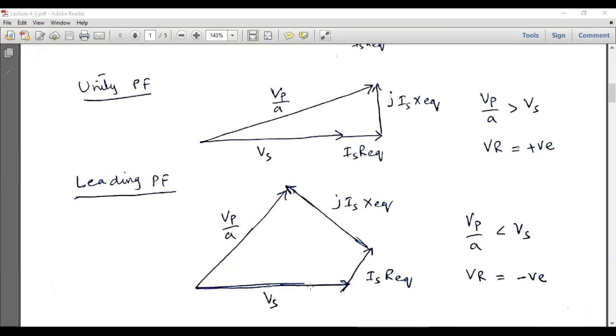So secondary current will be leading the secondary voltage, and ISR equivalent will also be in phase with IS, and JISX equivalent will be at 90 degrees with this ISR equivalent vector. So its orientation will be in this direction. And the sum of all these three vectors is Vp over A, which is starting from this point and ending at this point. So paradoxically, in this case, Vp over A is smaller than Vs because the length of this vector is slightly smaller than this Vs vector.